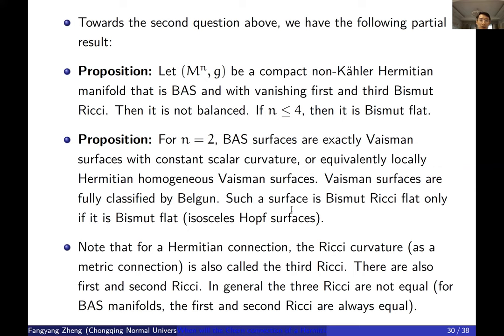Here let me briefly remark that for a Hermitian connection, the Ricci curvature as a metric connection is the third Ricci. But if it's a Hermitian connection, you can also contract the first two and last two positions. In the real case you cannot do that, because of skew-symmetry with respect to the first two positions. But in the Hermitian case, because it's of type (1,1), you can use the metric to take contraction. So you have three different kinds of Ricci. In general they're not equal, but for Bass manifolds the first and second are always equal, because the first two positions and last two positions of the curvature can swap.